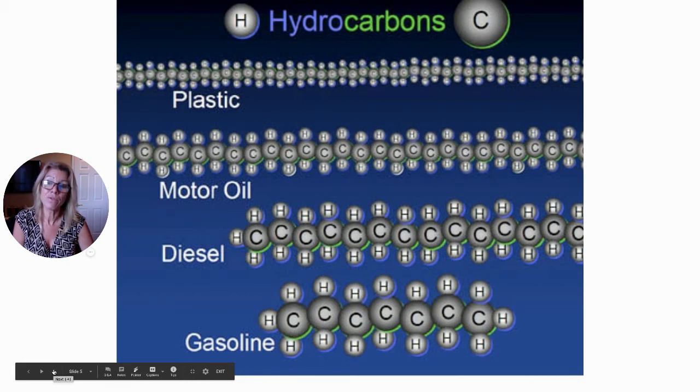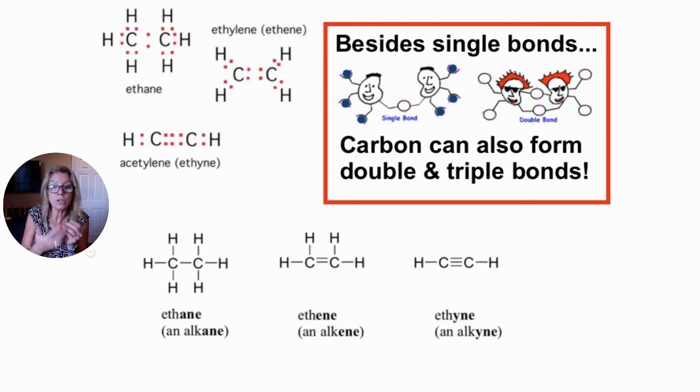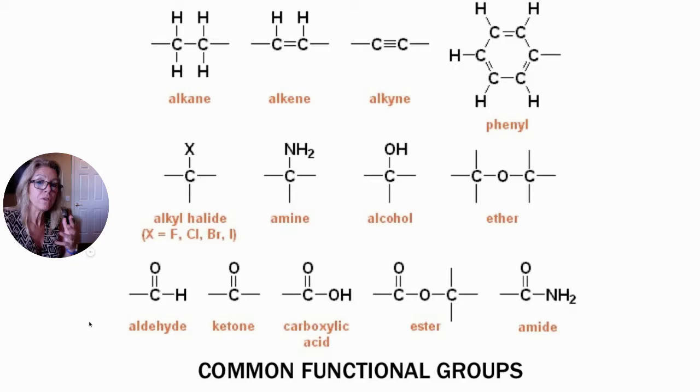And I gave you the full definition in your notes for hydrocarbons. Between the carbons you could have single bonds, but you could also have double bonds or triple bonds, and I've given you several examples here. Then what I want to get to is functional groups. These are groups of atoms that could be attached onto those hydrocarbons to give that hydrocarbon a different property. So here are some common ones that you're going to see.